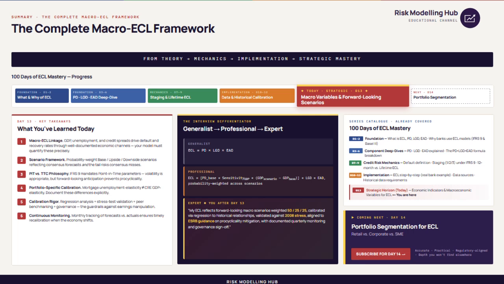If you have all the concepts clear in your mind, then you can excel. And every coefficient needs a source and a validation. Every scenario needs a narrative and an approval signature. Every recalibration also needs the documented triggers and the governance sign-off, right? So we have seen the 100 days of ECL mastery, and day 14 the next will shift towards the portfolio segmentation for ECL. I have seen that there are confusions regarding the segmentation part, how the retail, corporate, and SME works. We'll discuss that.